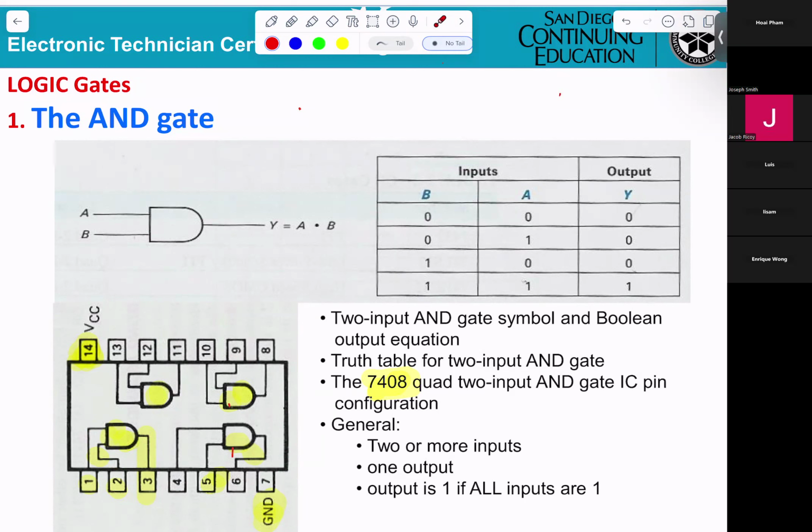2-input AND gate. Simple. Okay. Truth table, 7408. Okay. General: one output. Output is 1 if all inputs are 1. And if you get a 1 and 0 input, output must be 0. I can give you an example here.